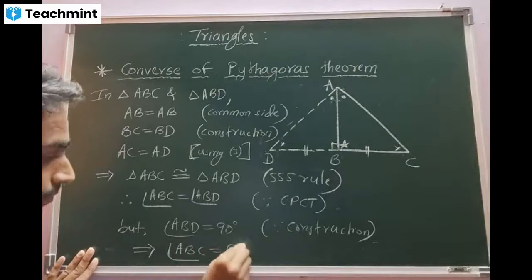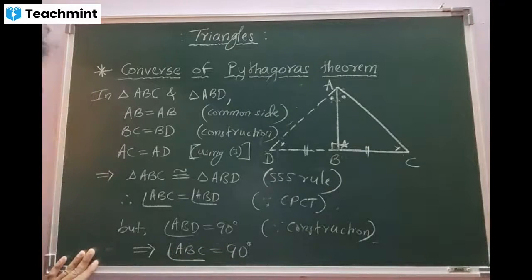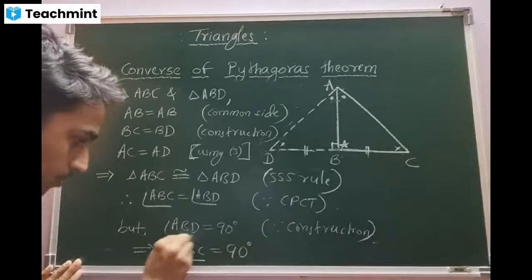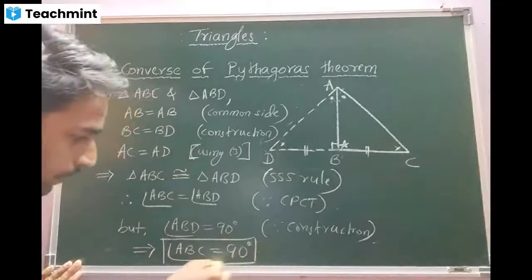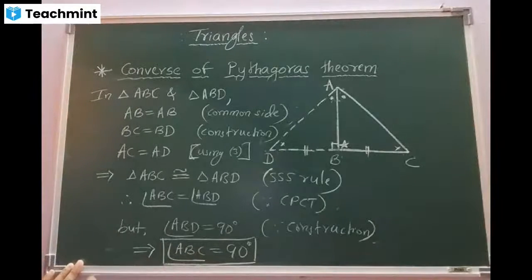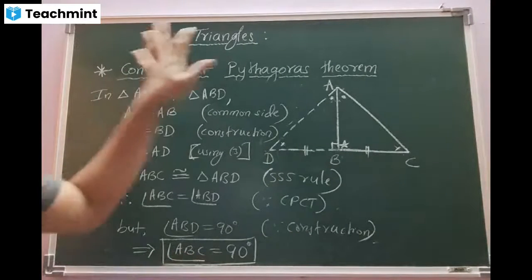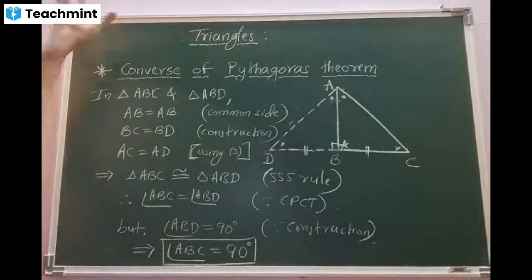90. Beta, make the box point. This is what we have to prove. So, this is the proof for converse of Pythagoras theorem. Write it down.